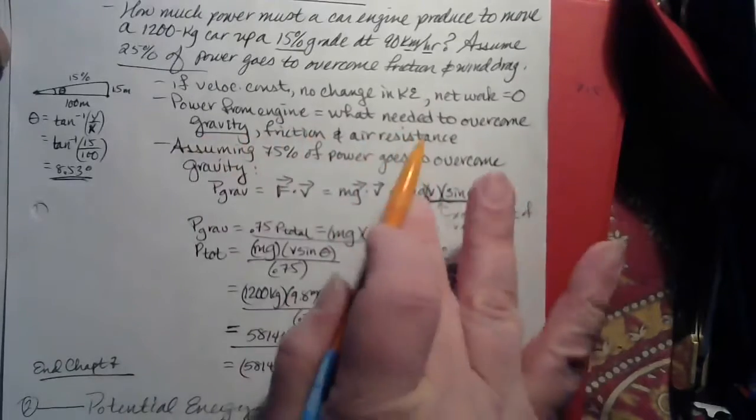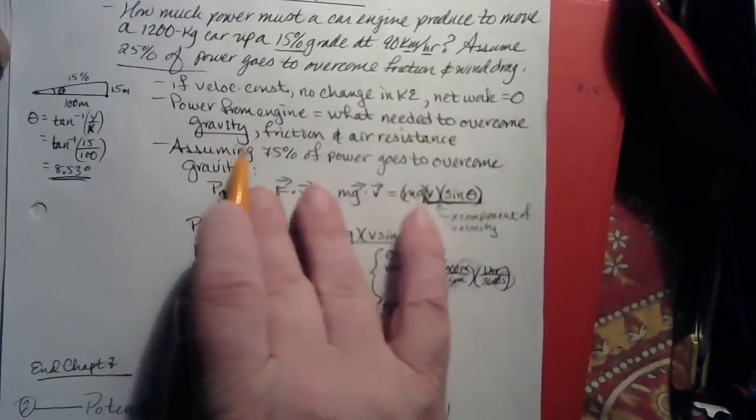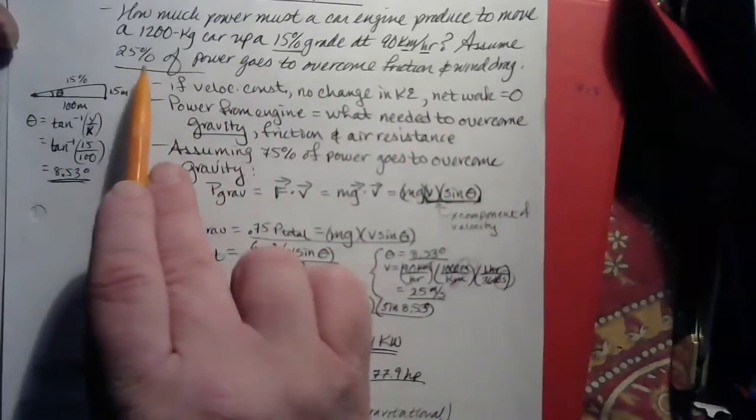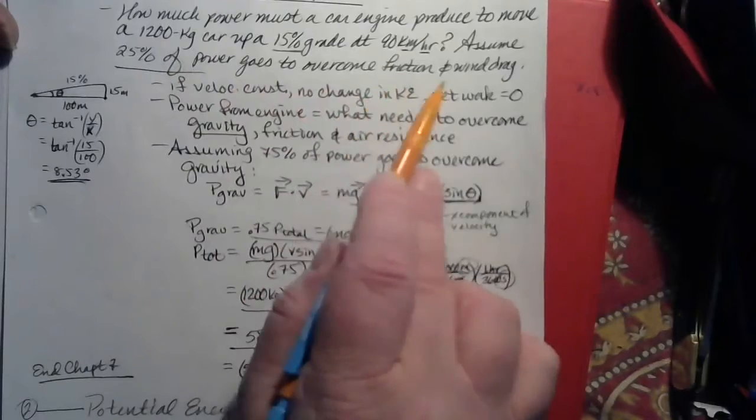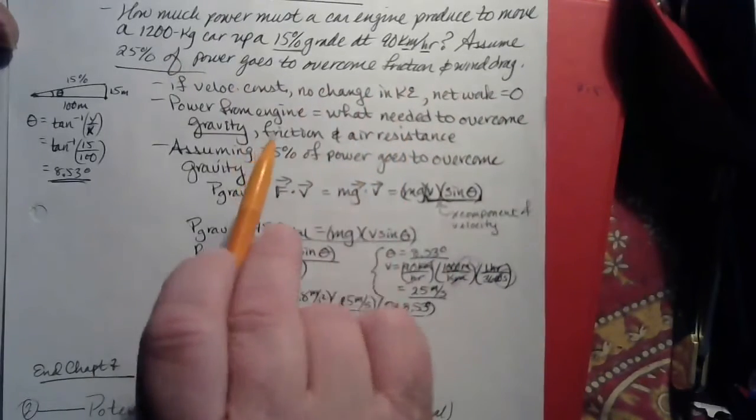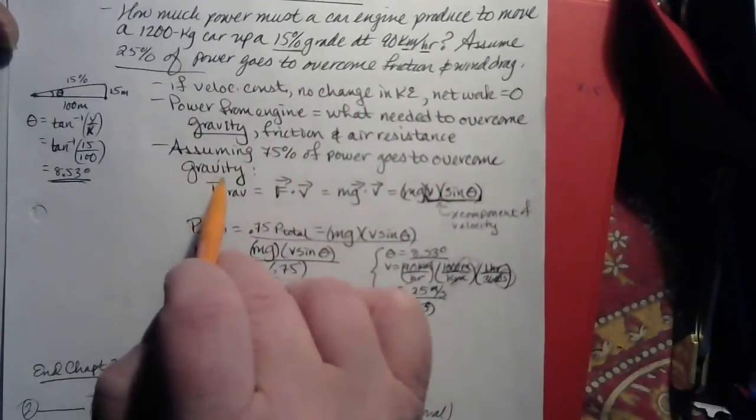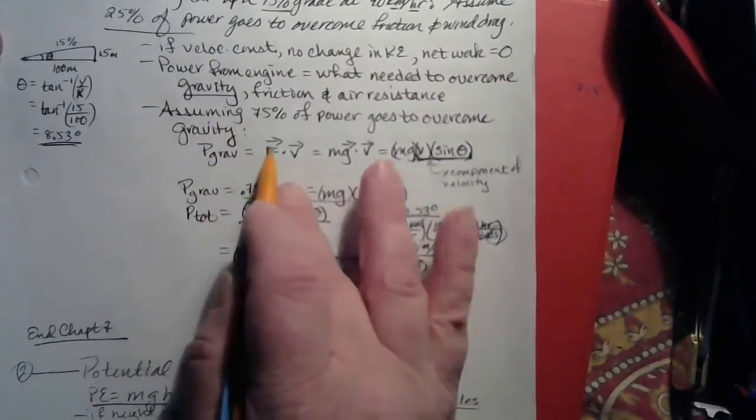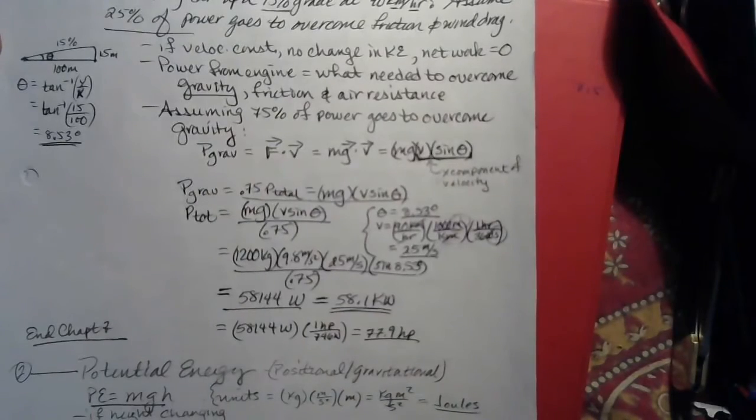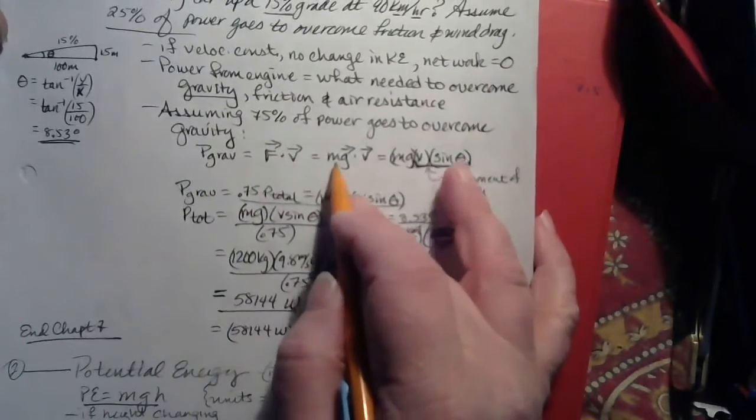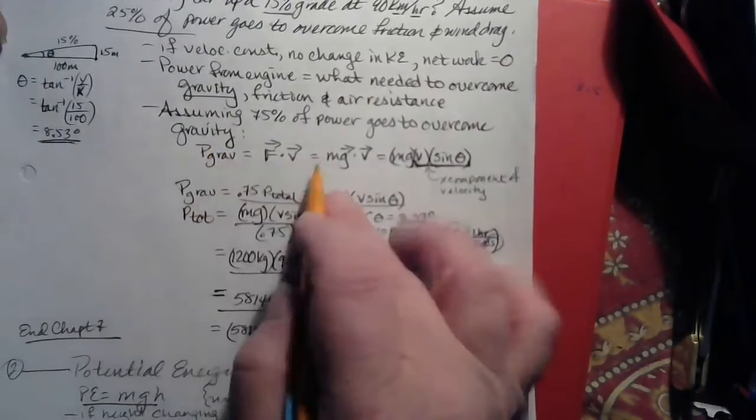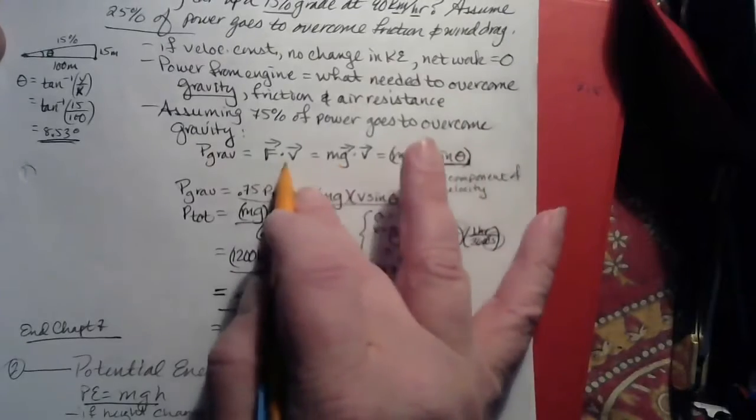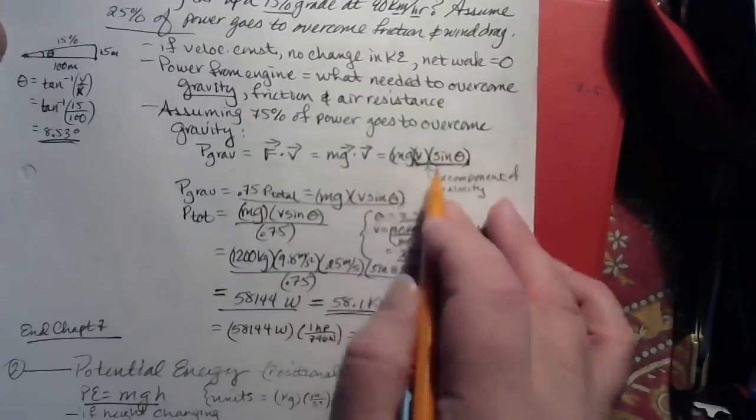Power from the engine is basically going to be what's needed to overcome gravity and friction and air resistance. It's set up here in the problem that 25% of the power goes to overcome friction and air resistance. And so that implies that 75% of it must go to overcoming gravity. Okay, so we can say the work due to gravity is the force vector in a dot product with the velocity vector. And force for gravity anyway is weight, or in other words, mass times gravity. So we can change F dot v to mg dot v.